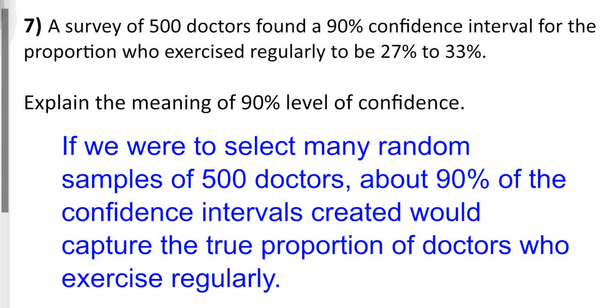So here's how I have it. It said if we were to select many random samples of 500 doctors, about 90% of confidence intervals created would capture the true proportion of doctors who regularly exercise. Okay, about 90%. That's what we're saying here with a 90% confidence interval.